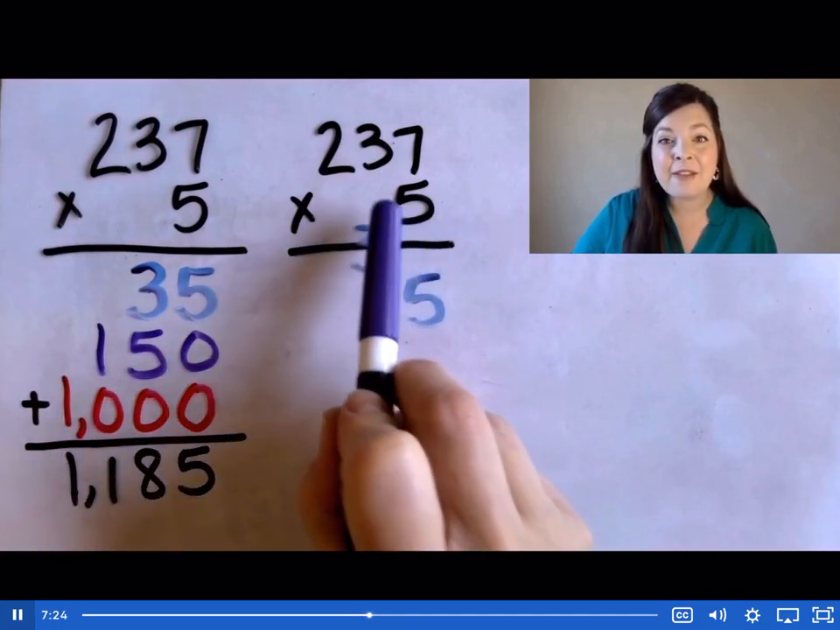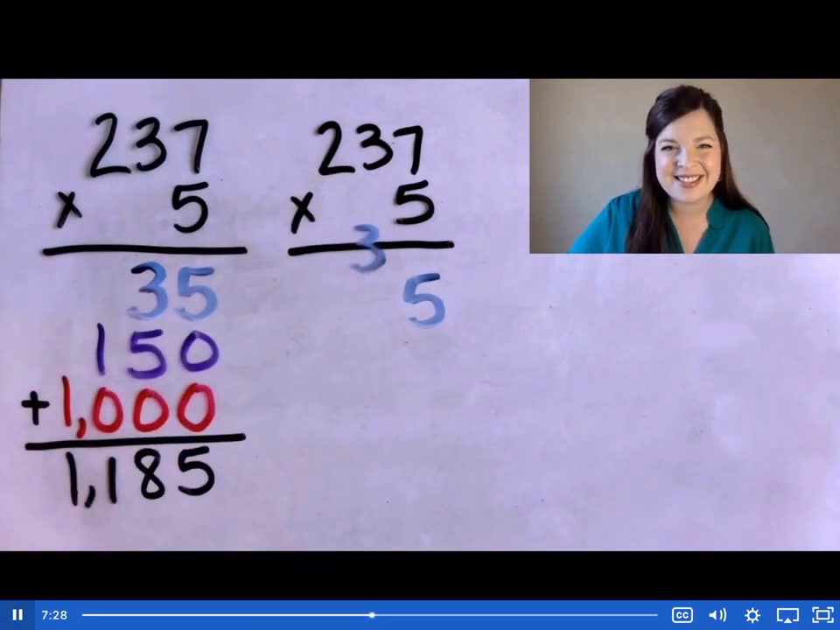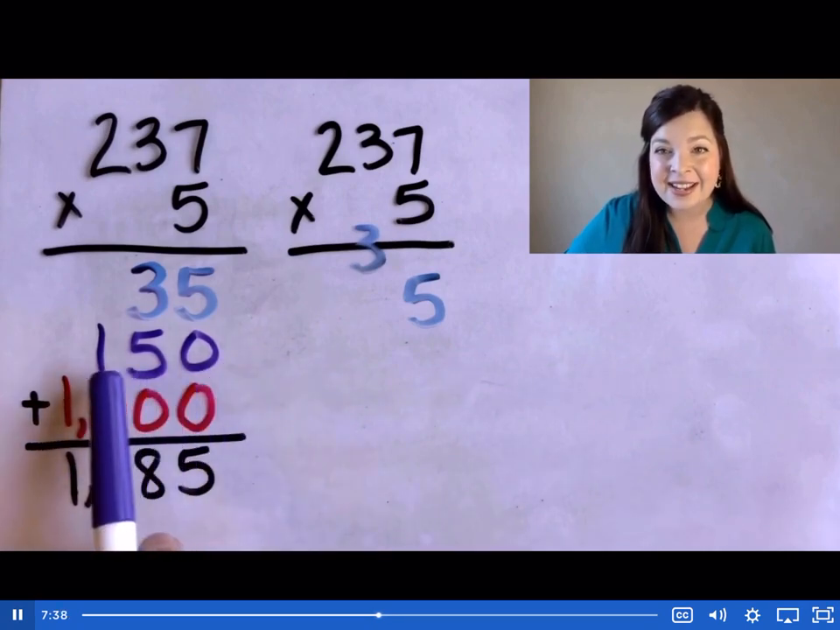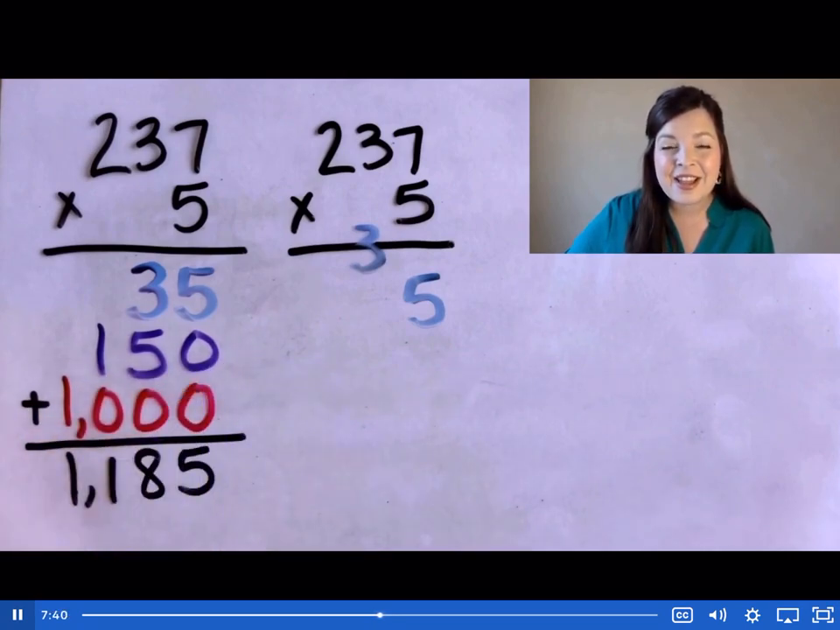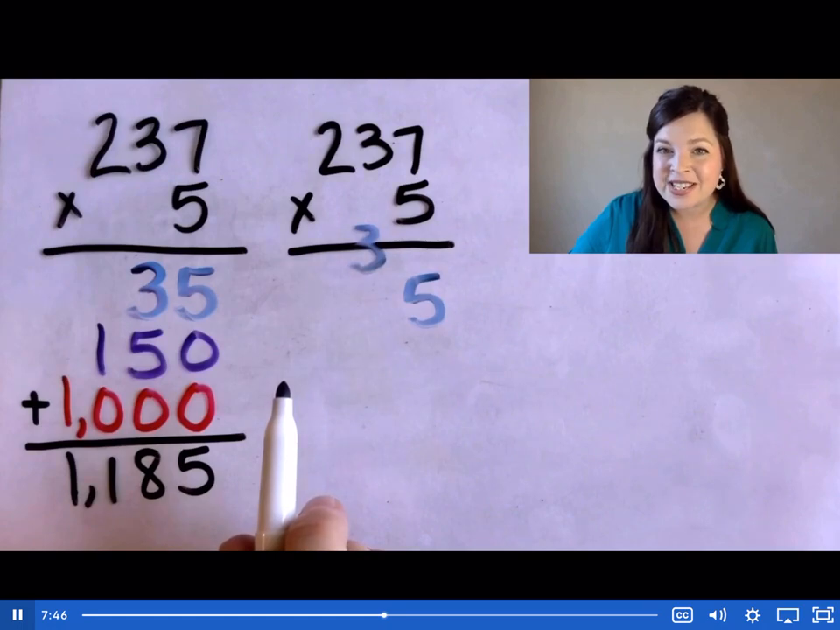Next, we multiply 5 times 3 tens, and we get 15 tens. Where do we see 15 tens in our partial products? We recorded 15 tens as 150 on the second line in our partial products. For the standard algorithm, we need to add in these 3 tens. So 15 tens plus 3 tens is what?